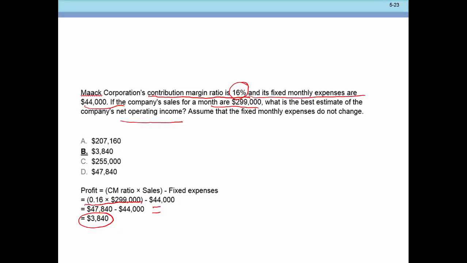$299,000 of sales, 16% of each sales dollar goes to first fixed cost and then profit. So I figure out, well, $299,000 of sales times 16%, that's the amount that's going to go first to fixed cost and then profit. I take off the fixed cost, I know what my profit's going to be, right? Okay, good. Let's try another one.